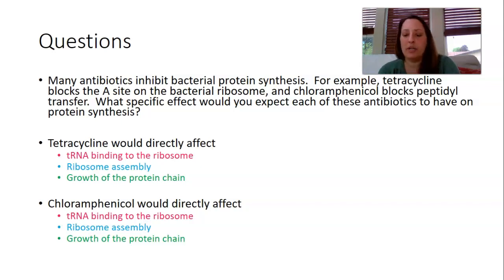The second one, chloramphenicol, that would directly affect which one? So if you go back and you read about chloramphenicol, it says it blocks peptidyl transfer. Okay, so it blocks the transfer of the growing polypeptide chain. So which would it directly affect? tRNA binding, the ribosome assembly, or green, the growth of the protein chain.